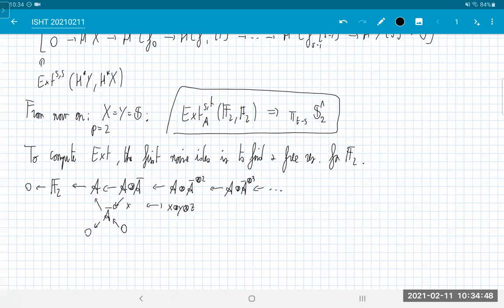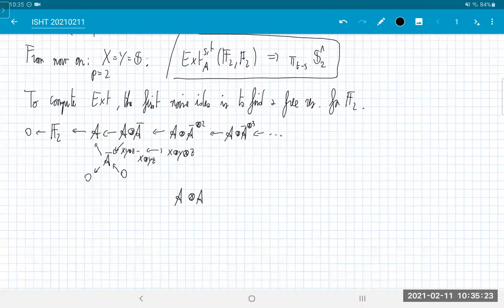I think it has to be sent to XY tensor Z minus Y tensor ZX. I think the formulas are kind of annoying, but no, sorry, this has to be X tensor YZ. You have to preserve the ordering. And at every point you take the alternating sum. Well, okay, I'm writing alternating, but this is characteristic two, so this sign is just here for show.